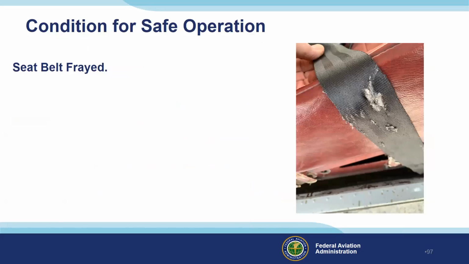Here's a seat belt. Is this in condition for safe operation? It's frayed. It's not in condition for safe operation. Now, some might say this looks like normal wear and tear and deterioration. But how can you be sure this is going to withstand the G-forces in a crash that are specified in the certification rule?